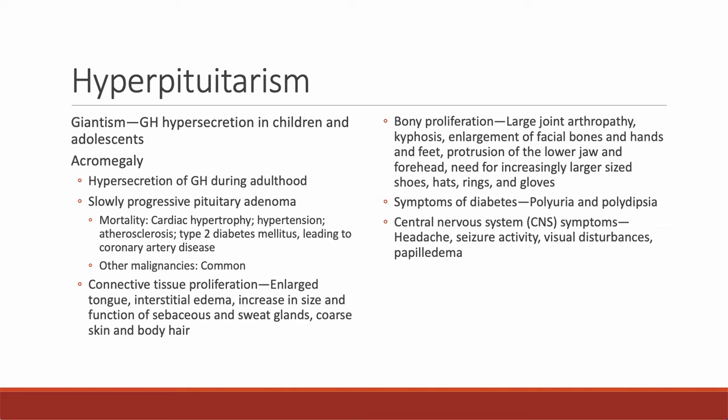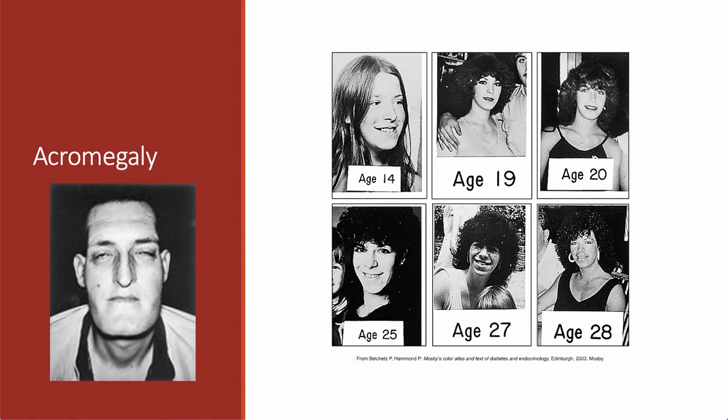Of course, we don't see that in the US anymore because those problems are identified early on and corrected. Acromegaly, though, is where adults can develop a hypersecretion of growth hormone. And that is associated with pituitary adenomas, which we touched on last week. This is a picture of a gentleman with acromegaly, and you can see the squared off features that he has. The squared jaw, the high forehead, those characteristics are very rough.